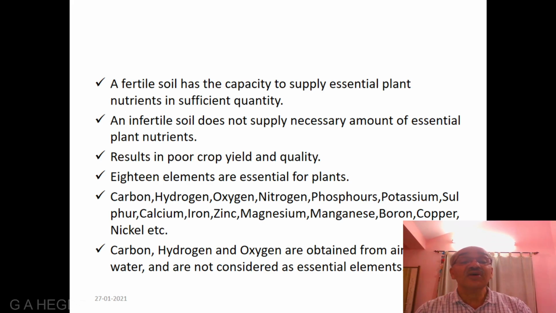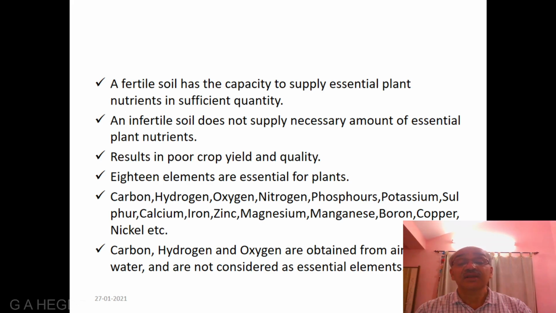A fertile soil has the capacity to supply essential plant nutrients in sufficient quantity. An infertile soil does not supply the necessary amount of essential plant nutrients. This results in poor crop yield and quality.